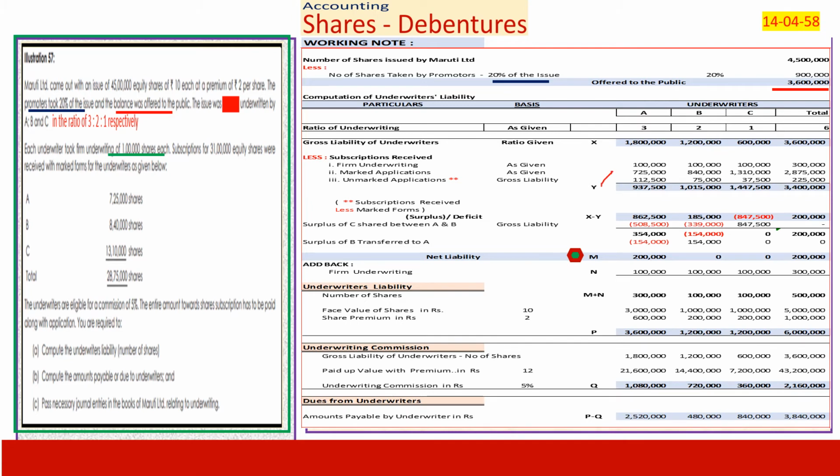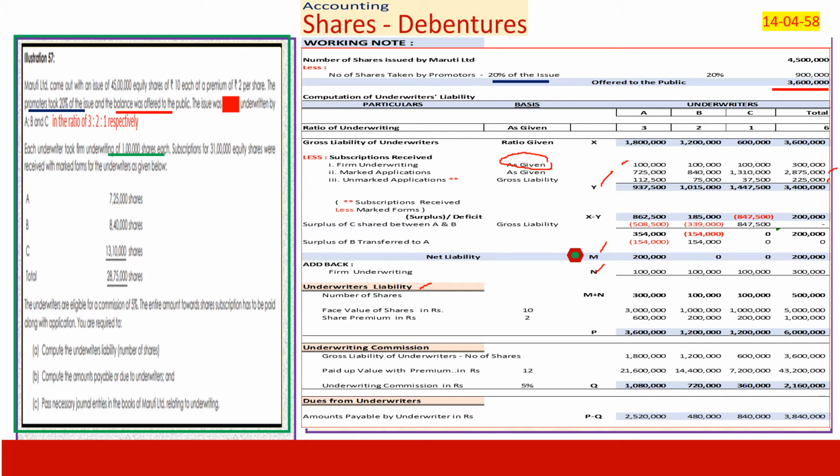Now we have to understand one thing. There are three portions in this. Firm underwriting is broker's application. Marked applications, public has already paid the company. Unmarked applications also, public have paid the company. Broker has to pay on his firm application. Therefore, he has got now two things to do. One, devolvement plus firm application.